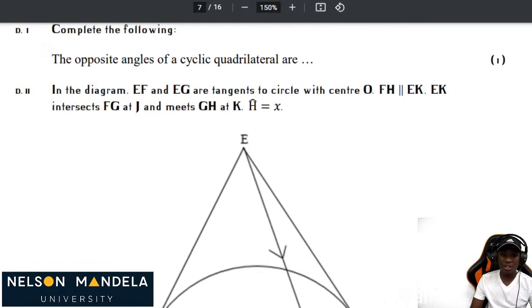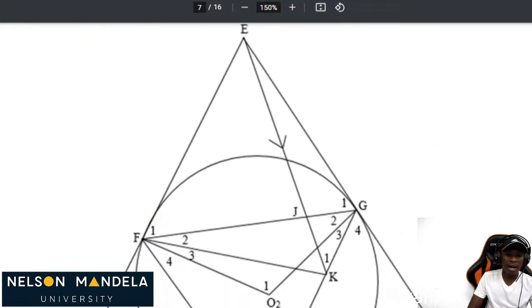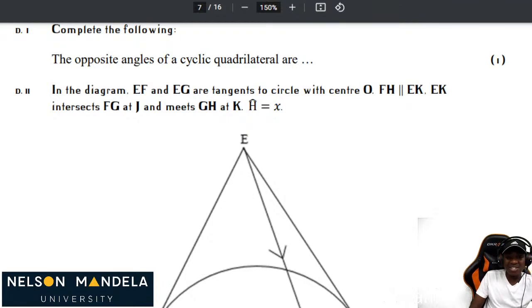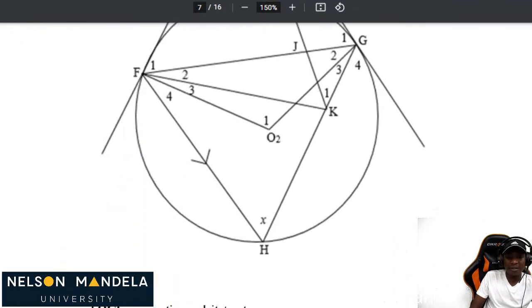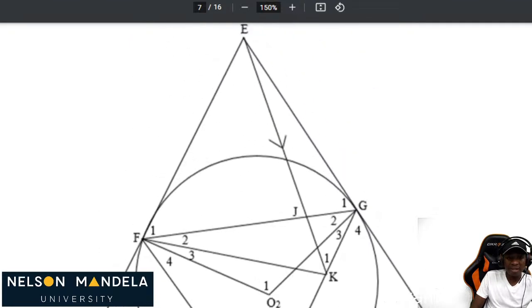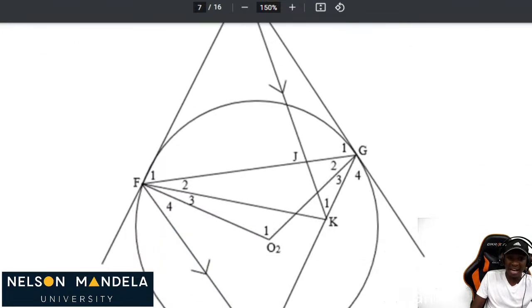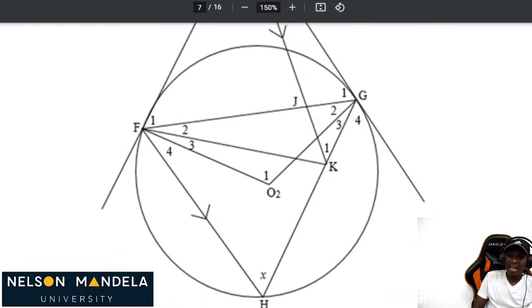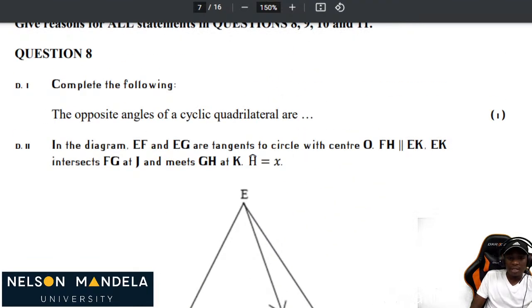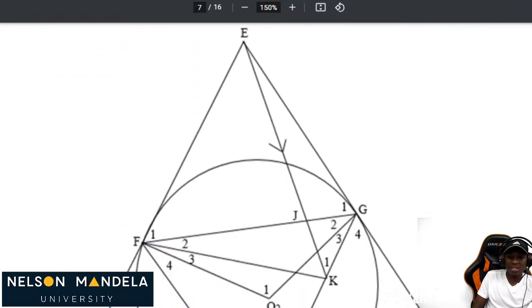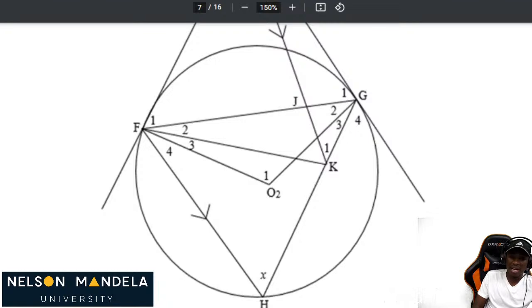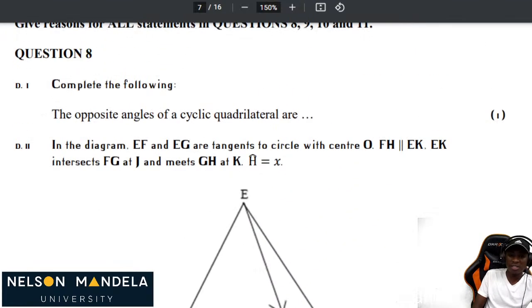Now, let's look at question 8.2. In the diagram, EF and EG are tangents to the circle. Where is EF? We have EF here. We also have EG. They are both tangent to the circle. A tangent touches the circle at one point. Then we also have that the center is O. Where is our center O? Yes, here is our center O.